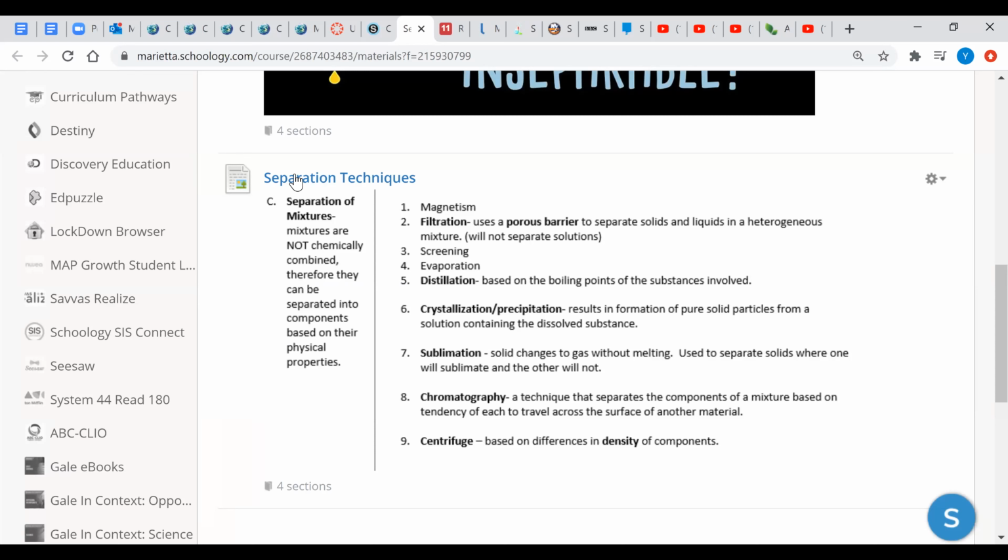All right, so we're going to talk about a couple of these: magnetism, filtration, screening, evaporation, distillation. We probably won't talk about crystallization that much, but just think about what Pop Rocks are like. That's basically what crystallization is. Sublimation, chromatography, we kind of already talked about that, and centrifuge. I have this in another folder with some extra notes, and I'm going to put the extra notes in Schoology this evening, but I'm going to go to that folder to talk about stuff. So give me a second, I'm just going to switch my screen again so that we can talk about that.